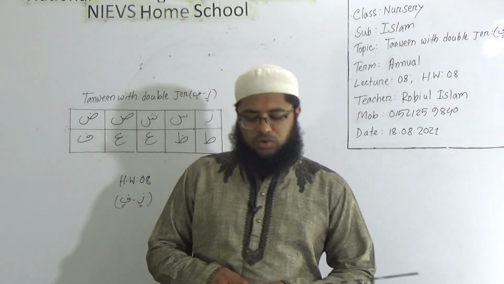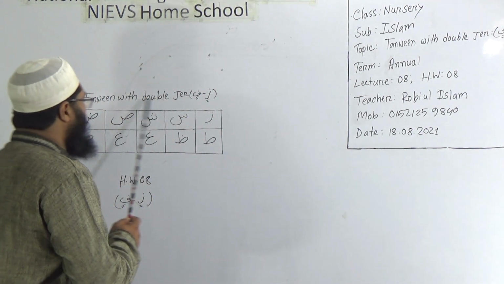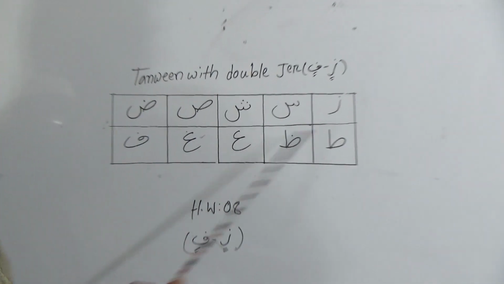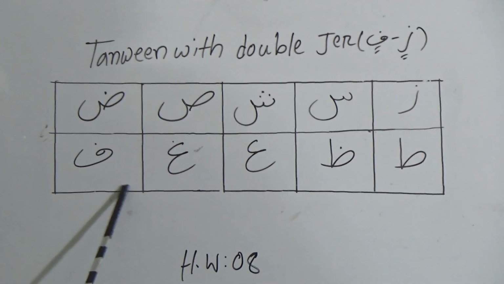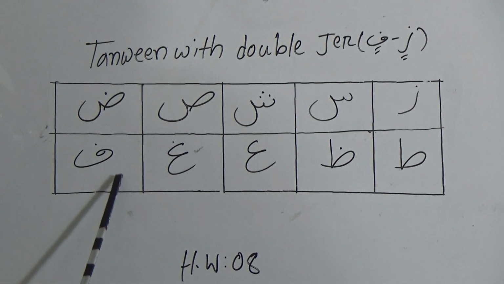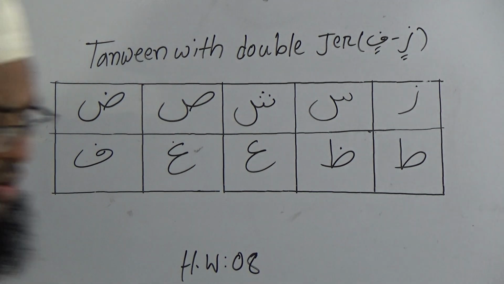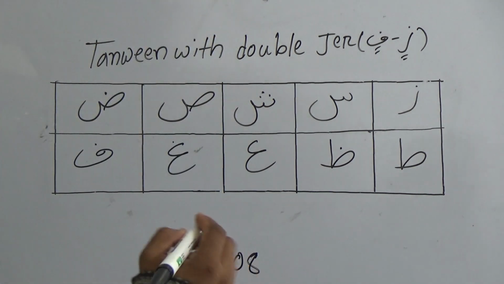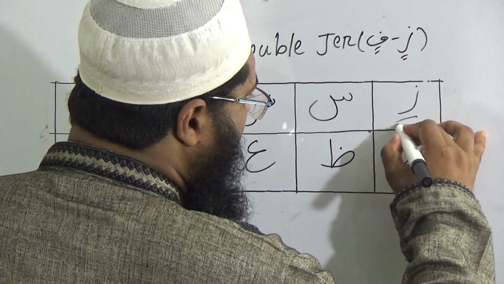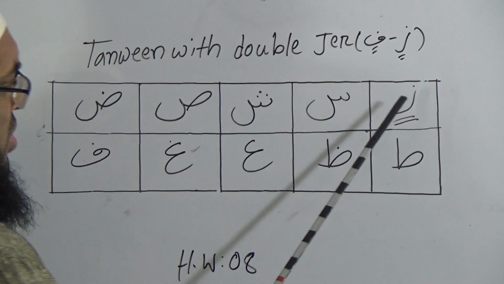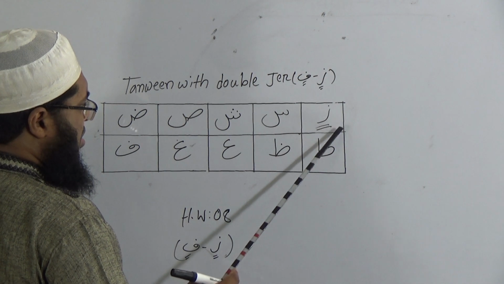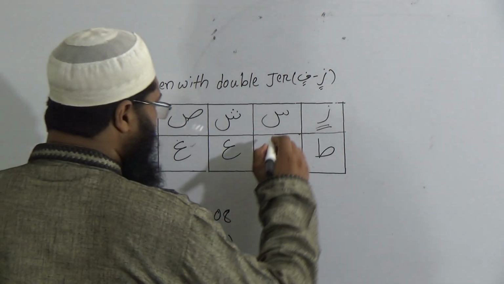At first look at the board. My dear students, here I have written 10 Arabic alphabet from Za to Fa. And now we will keep double zer under every alphabet or letter. So let's start. Now I'm giving double zer under the Za. Then you have to pronounce this one Za dui zer zin. Za dui zer zin. Then my dear students, this one is sin.